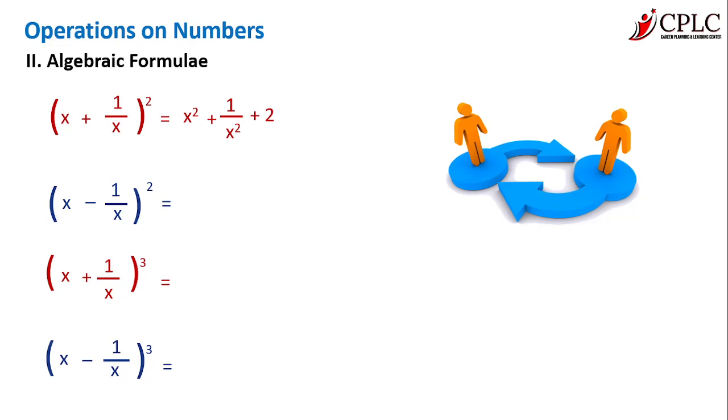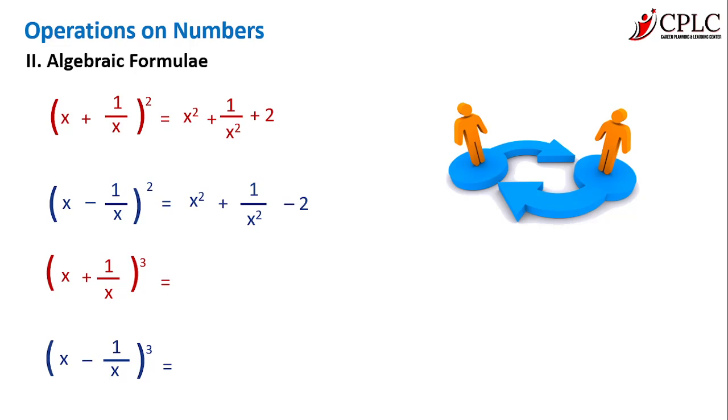Similarly, x minus 1 upon x the whole square, it is x square plus 1 upon x square, because a square plus b square, minus 2ab. Minus 2ab is minus 2 because x into 1 upon x gets cancelled.